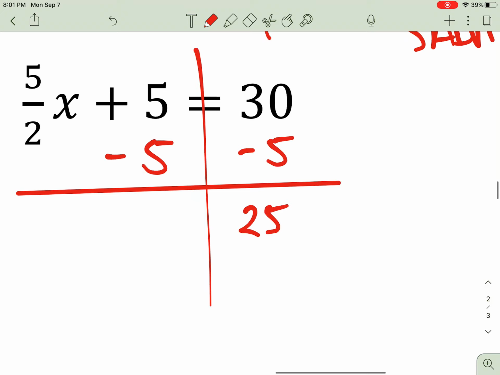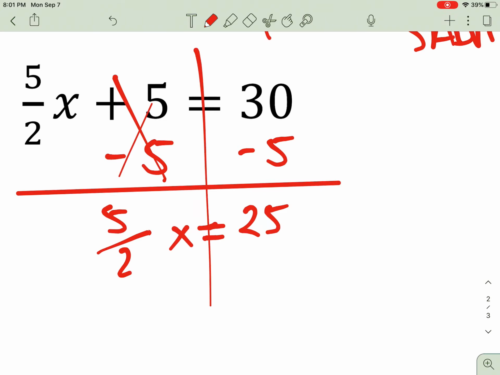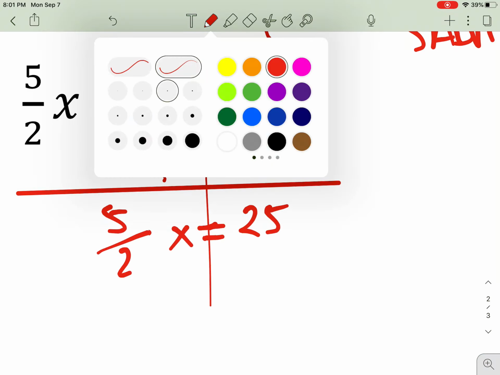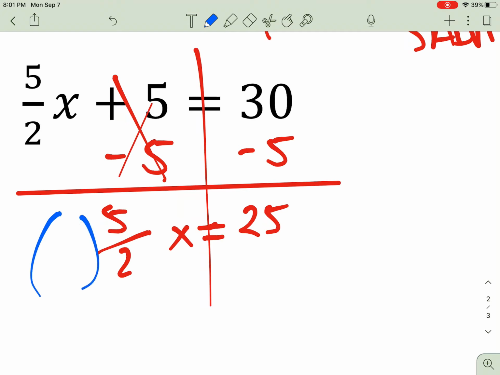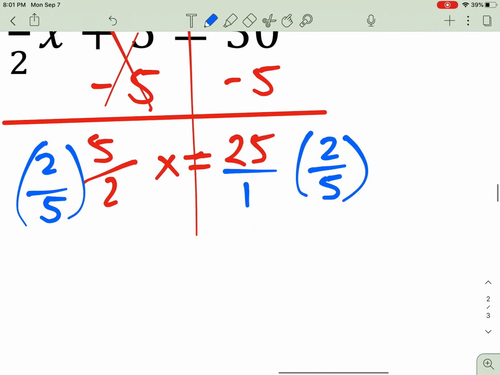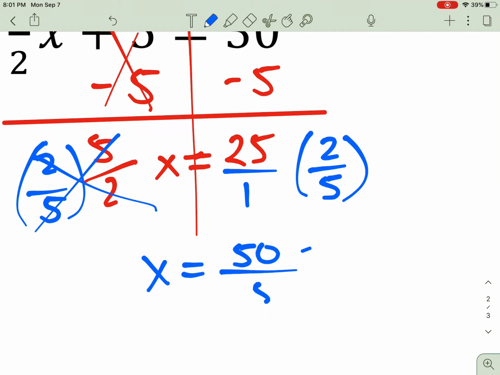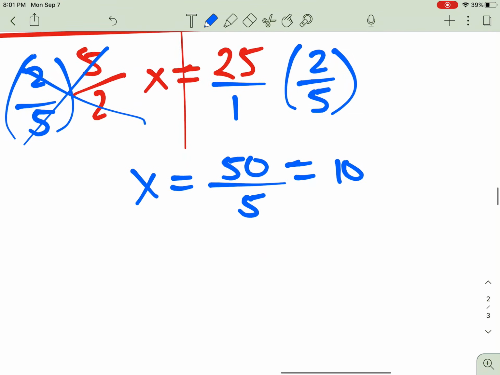Okay, once it's out of the way, and that cancels out, now I have 5 over 2x equals 25. Now I can multiply by the reciprocal. Okay, put this over top of 1, multiply by the reciprocal. These cancel. I'm left with x equals 25 times 2 is 50. 5 times 1 is 5. And this simplifies to just 10. So x is 10.